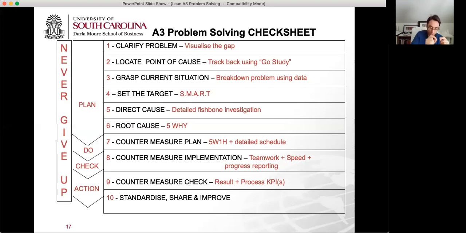Because if you go to the root causes and then you have an implementation plan that doesn't tackle the root causes, people will notice, right? If you have a 55 slide presentation, they will not notice. So that's why it's important to be on one piece of paper.